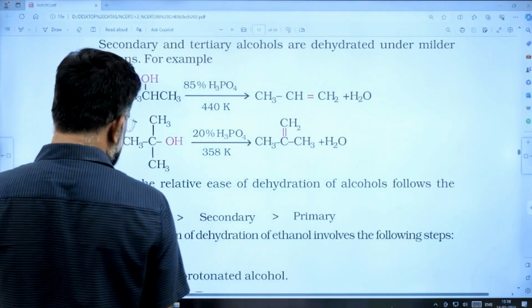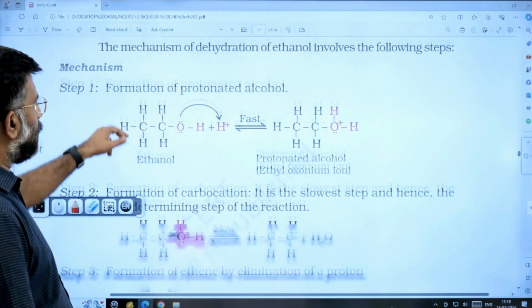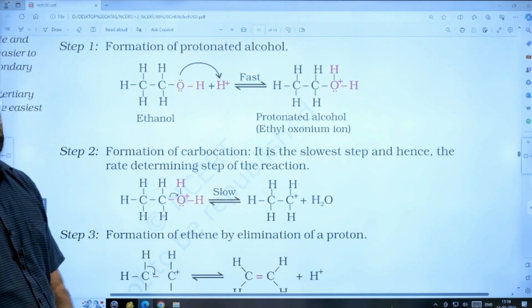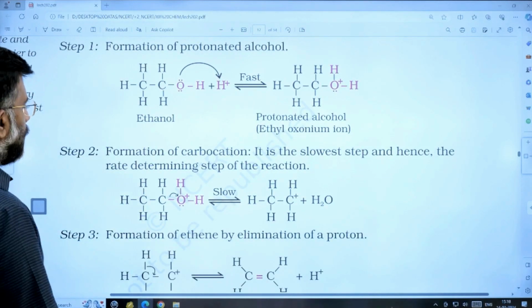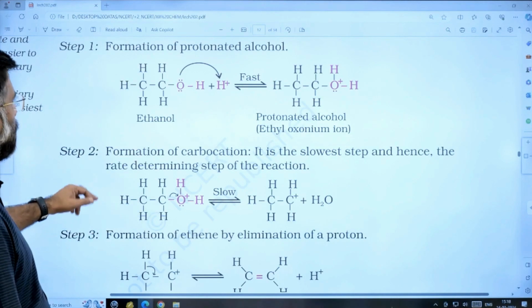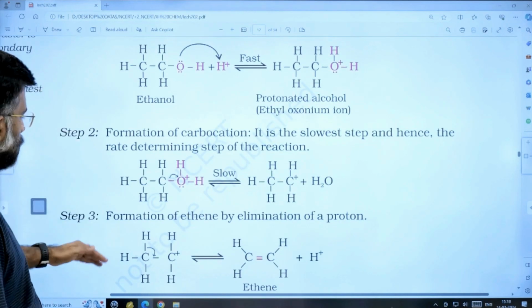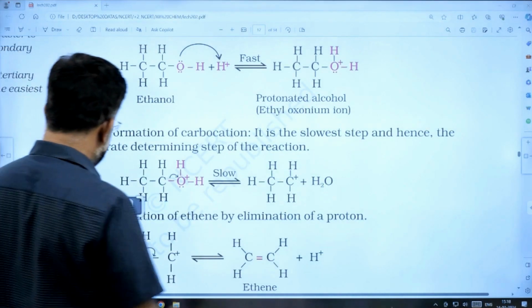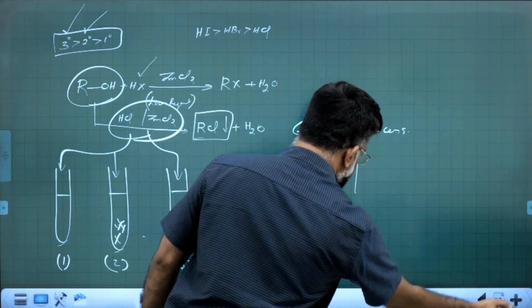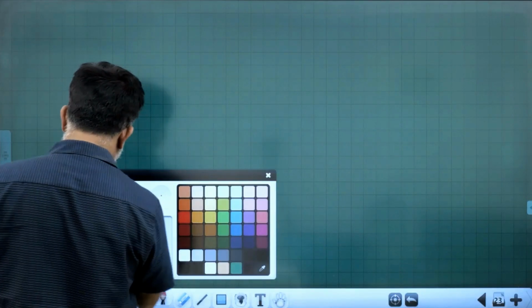Now let us try to understand the mechanism involved in dehydration. There is a 3-step operation: step 1, step 2, step 3. I will demonstrate the 3-step dehydration procedure involved in alcohols.